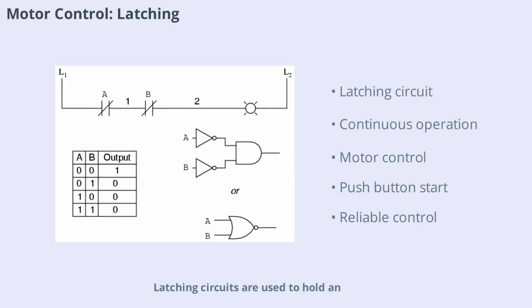Latching circuits are used to hold an output energized even when the input is stopped. For example, a motor can be started with a push button and continues running until a stop button is pressed. The latch circuit maintains the motor's state, ensuring continuous operation. Ladder diagrams illustrate how latching works, providing reliable control for motors and other devices.